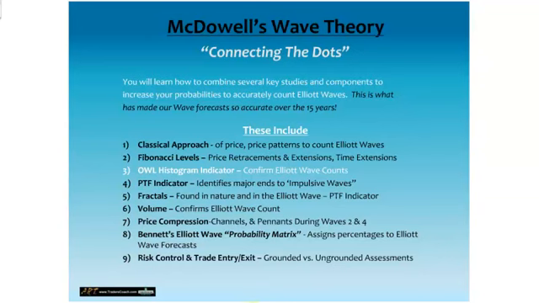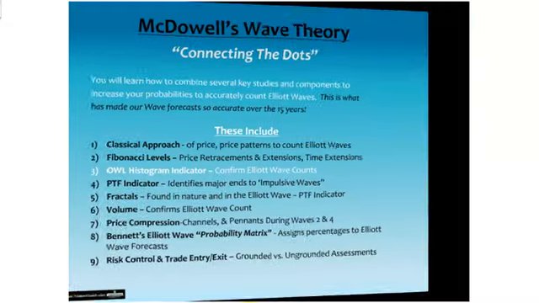And again, we assign this to a probability matrix, and then we always use risk control with exact trade entries and exits in case it's one of these probable times that we are wrong. So everything in the market is probabilities. We go with the highest probability wave count, and if we're wrong, we don't get killed because we have risk control. And I'm sure everybody out there has some form of risk control, and it is extremely important.